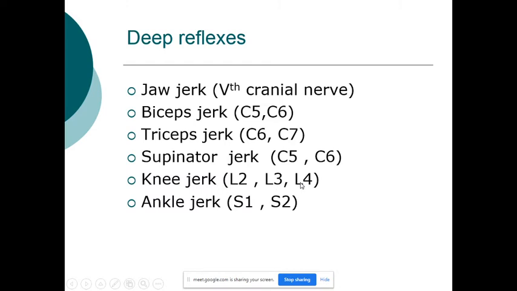3, 4. Okay, then come to supinator, your hand, supinator jerk. What is the value? 5, 6. Next you have what? Triceps. 6, 7. Like so, it's in order 1, 2, 3, 4, 5, 6. Instead of 7, 8, it is 6, 7. Okay, this is one way also you can try to just remember.